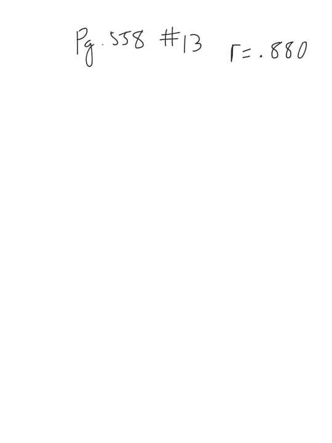So we're going to go through our steps. Step 1 is to write our hypotheses. We have H0, our null hypothesis, being rho equal to 0, and our alternative hypothesis being rho not equal to 0.